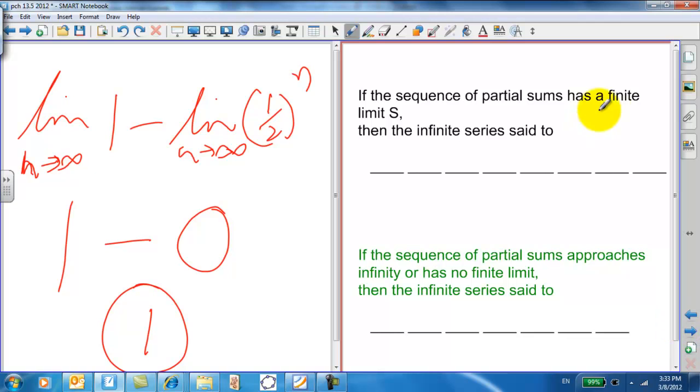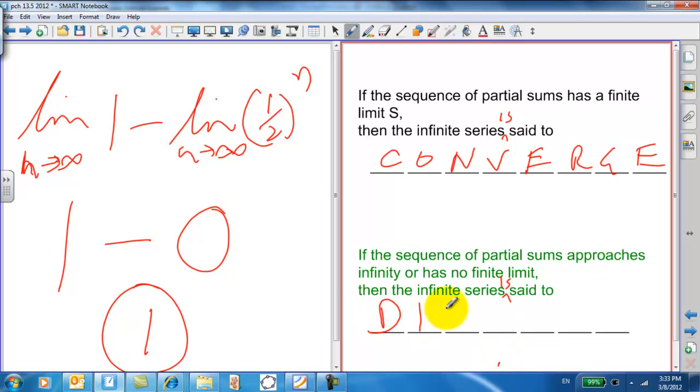So if the sequence of partial sums has a finite limit S like we just saw, then the infinite series is said to converge. It converges on a limit. If the sequence of partial sums approaches infinity or has no limit, then the infinite series is said to diverge.